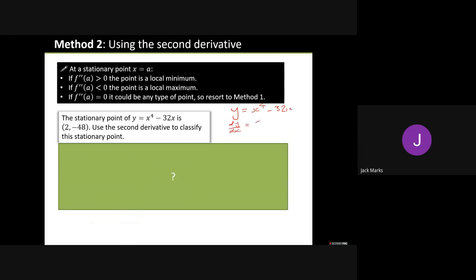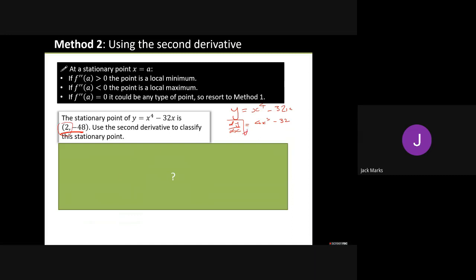dy dx is 4x cubed minus 32. Now, the stationary point, we actually have been given that already. If we didn't know it, what we would need to do here is set this one equal to 0, but we did that in one of the earlier slides. I'm not going to do that again. So we know that we're talking about when x equals 2. We know that already, okay?